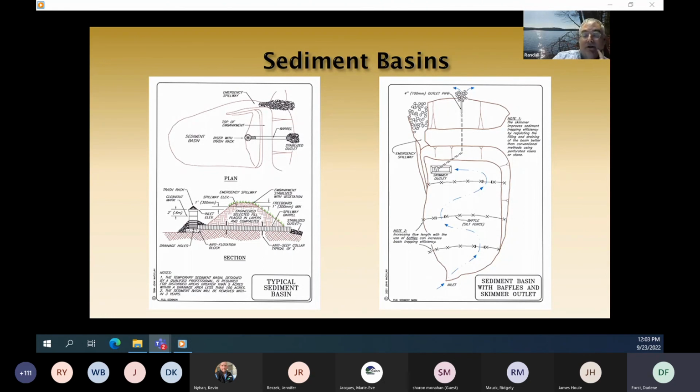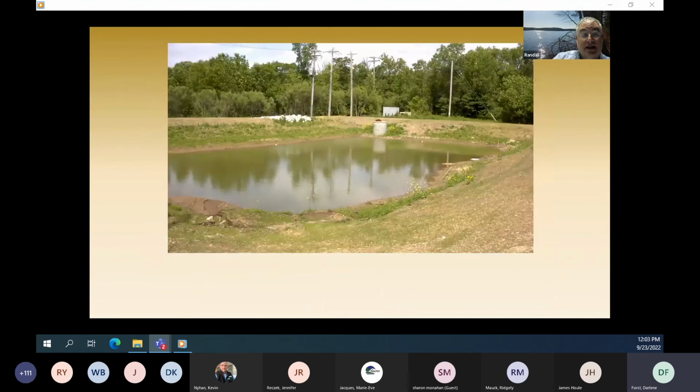Alternatively, we can use baffles and skimmers, and we can try and just collect the water. We can try and make a longer flow path through the basin with those, and then we can use a surface skimmer to collect just that top level of water. Here's an example of a typical basin. You can see some issues with unstable slopes, some deltas of sediment going in there, and a structure that's probably not going to do the best for trapping it.